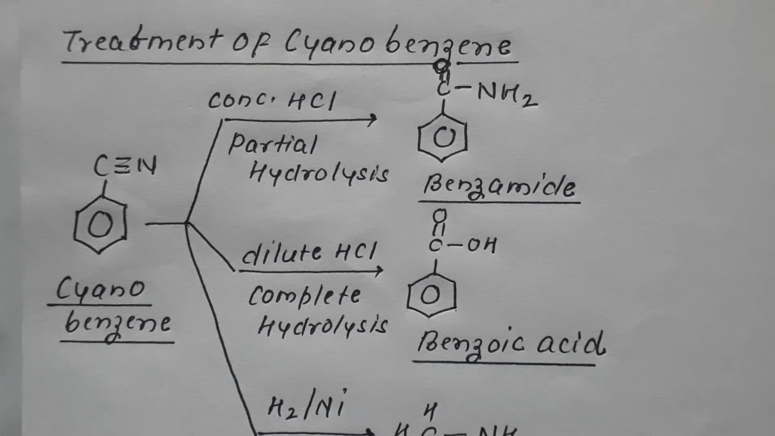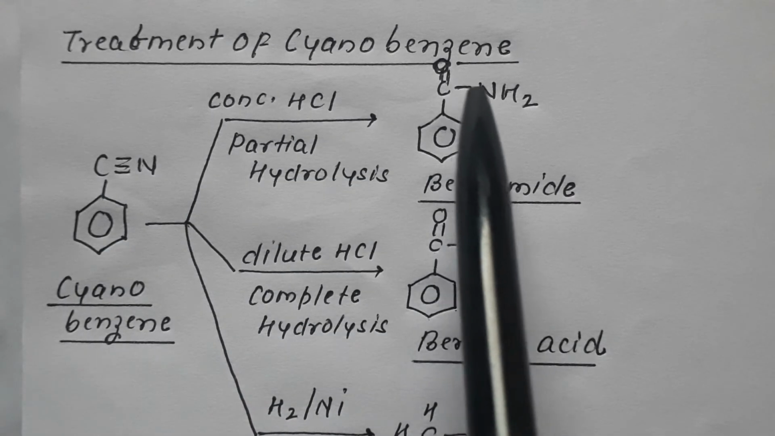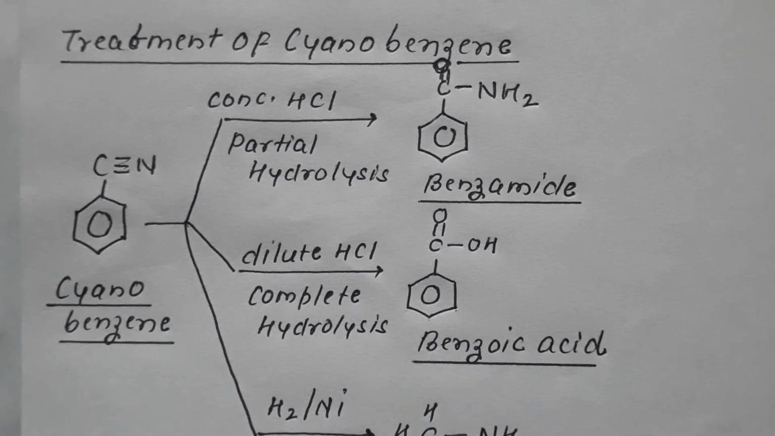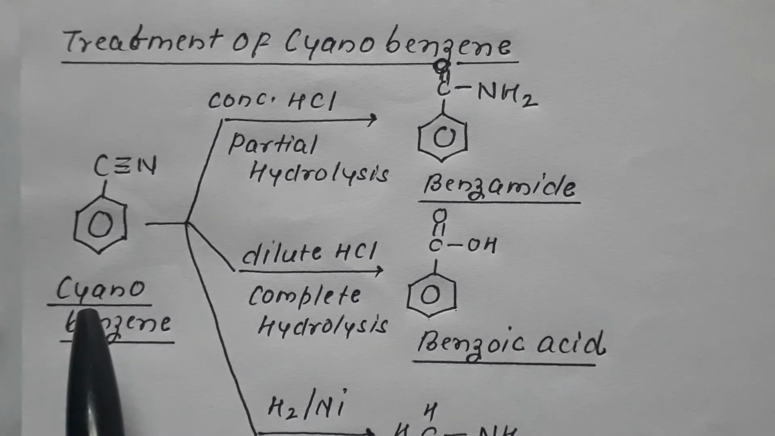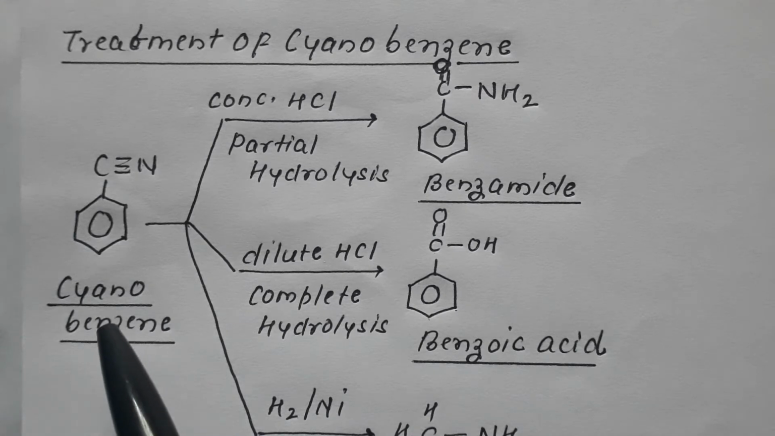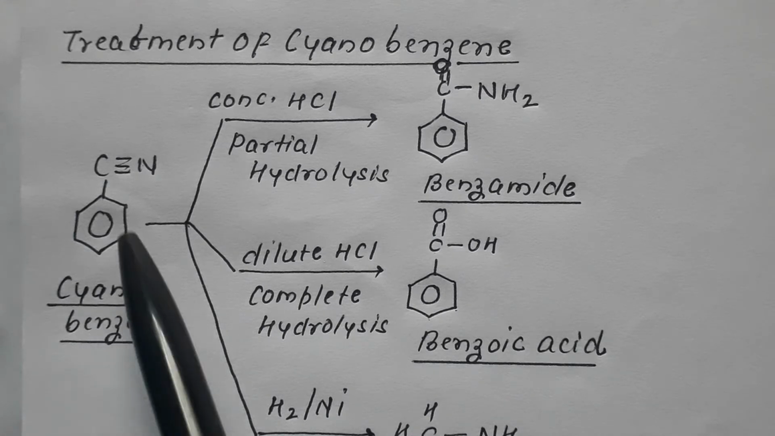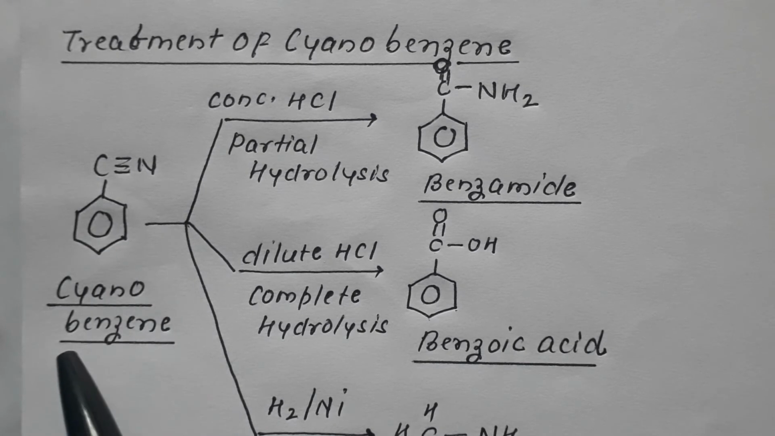Now in continuation, treatment of cyanobenzene. We have converted chlorobenzene into cyanobenzene. Now questions are asked: convert chlorobenzene into benzoic acid, chlorobenzene into benzamide, chlorobenzene into benzylamine. These are the questions which are normally asked both in competitive examinations, in objective type questions, and in board examinations. So what we have done in the above reaction is convert chlorobenzene into cyanobenzene by reacting it with cuprous cyanide, and now this cyanobenzene can be converted further.